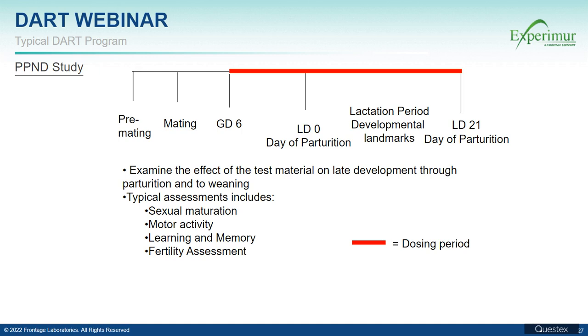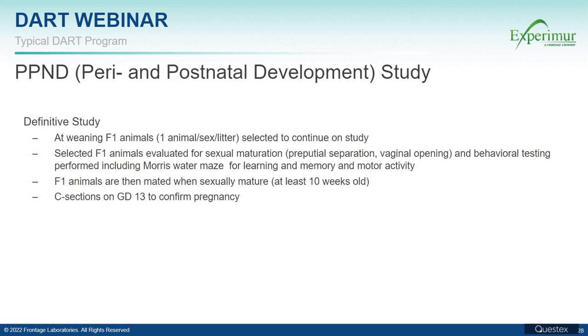We get the animals in, we can mate them in-house, or we can actually get time-mated animals that are received, and then they start dosing on gestation day 6 at implantation. We go through, the pups are delivered, and the dams are continually dosed until the end of weaning on lactation day 21. During this time, we look at these pups for different scenarios, and I will describe that next.